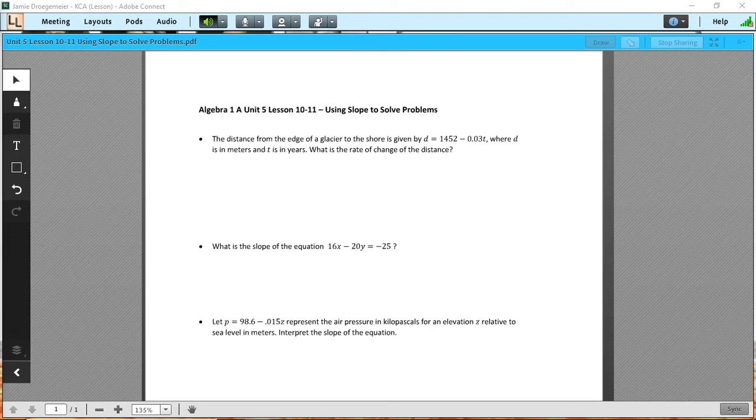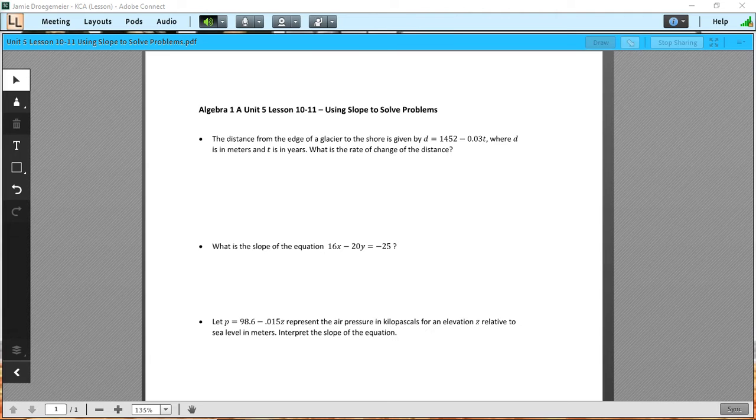Today we are in Unit 5 looking at lessons 10 and 11, called Using Slope to Solve Problems. We've been talking about linear equations, linear functions, and their different characteristics, like the rate of change, which we'll call the slope when we're talking about a linear equation. We've been talking about x-intercepts and y-intercepts. So now we want to look at how we can use that information to help us solve some problems.